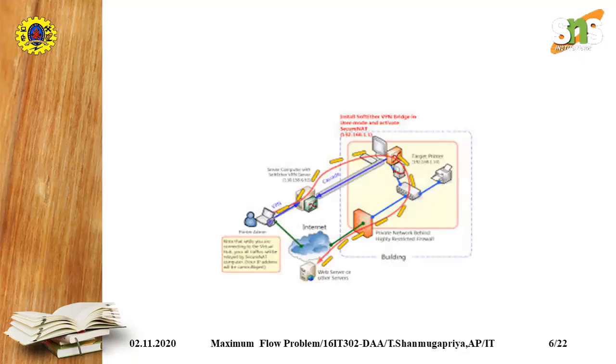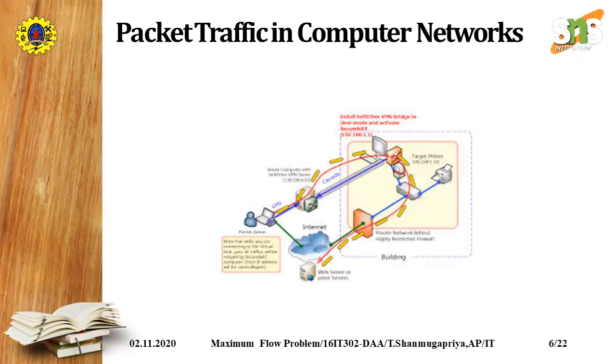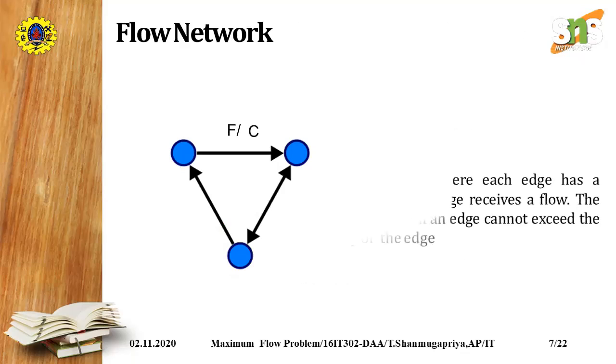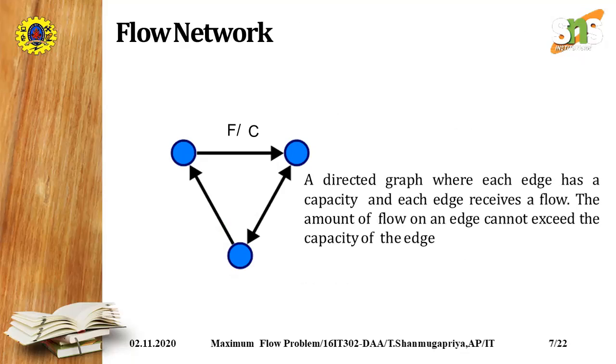For all these kinds of problems, we have one solution called a flow network. I can define a flow network by F and C, where C is the capacity and F is the flow. The flow will not exceed the capacity. It is defined as a directed graph where each edge has a capacity and each edge receives a flow. The amount of flow on an edge cannot exceed the capacity of the edge. This is the flow problem.